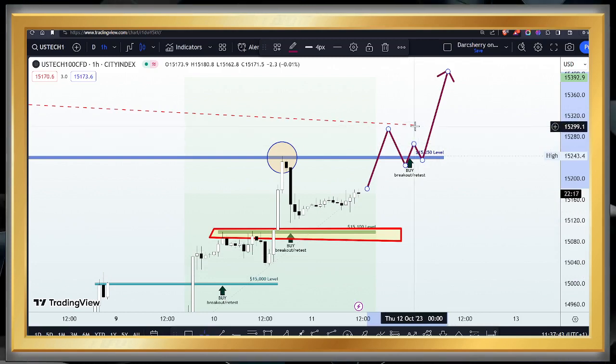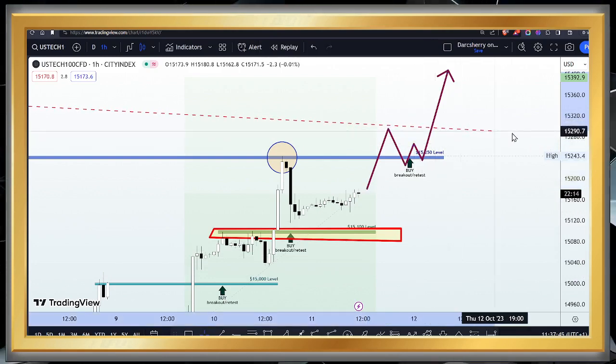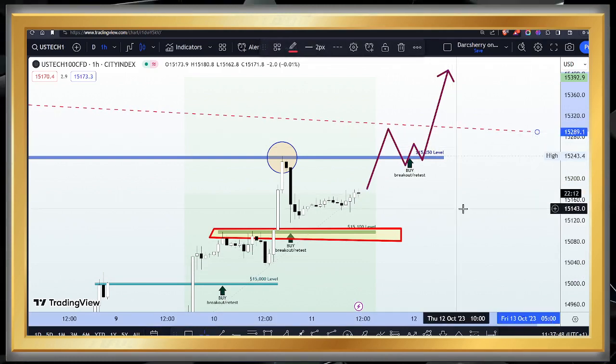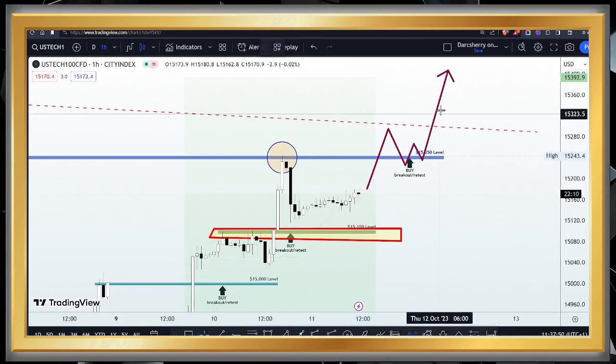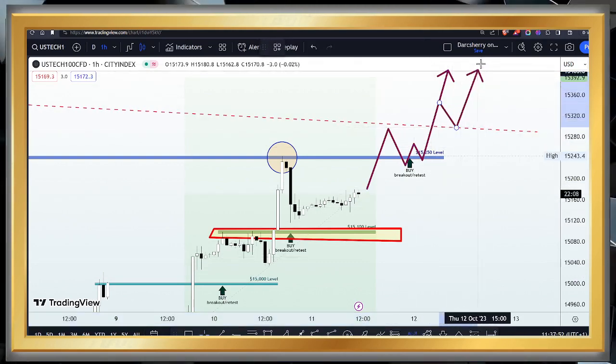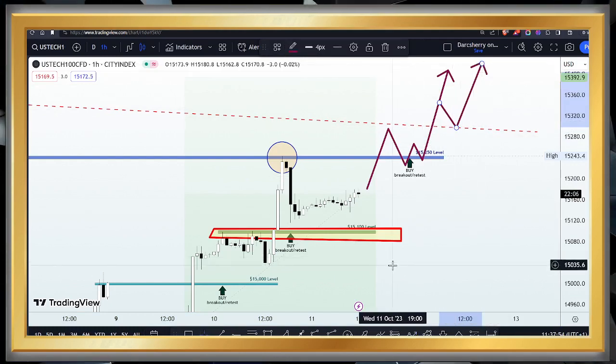And if price goes on to break out of this descending trend line we spotted on the daily time frame, then we will be looking out for more opportunities at the retest of the trend line to add more buy positions to our existing trade.